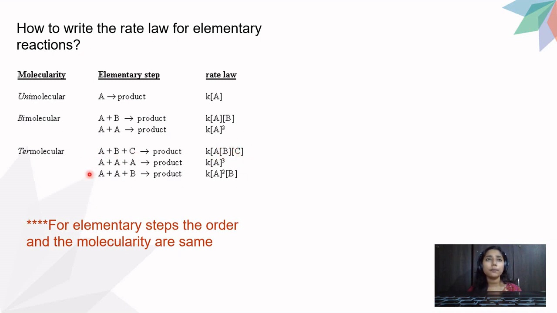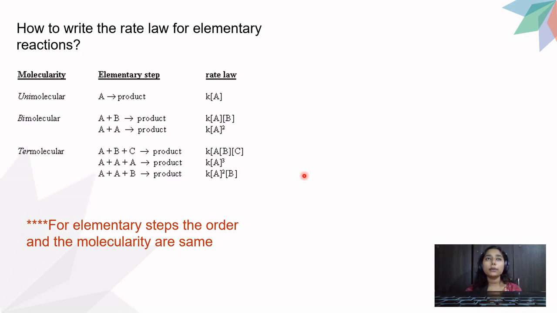Here the order is also 1. Again see the same. Here 3 molecules of A are used, so the order is 3, because 1 plus 1 plus 1 becomes 3. Again here 2 molecules of A are used, so 2 is the order with respect to A, and B has 1 molecularity, therefore the order with respect to B is 1. Okay, so I again repeat, for elementary steps, only and only for elementary steps the order and the molecularity are same, but for the overall reaction the stoichiometric coefficient or the molecularity and the order are not same with each other.